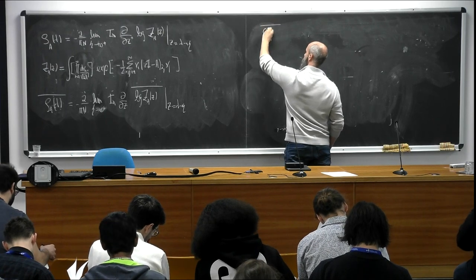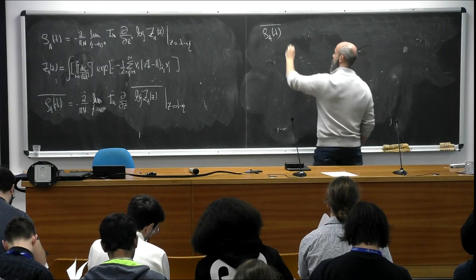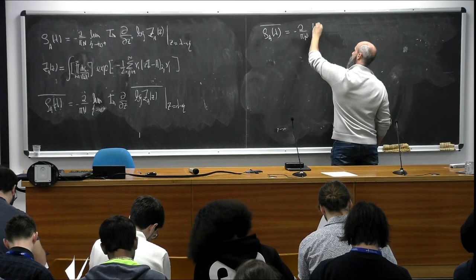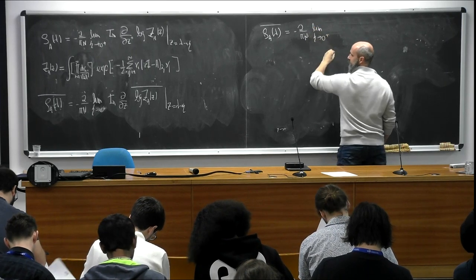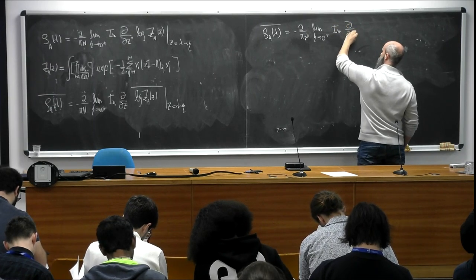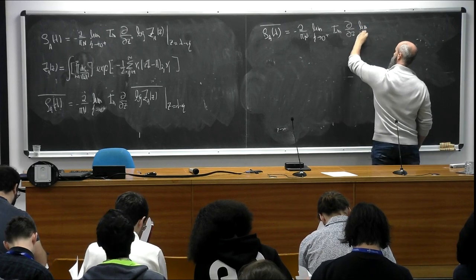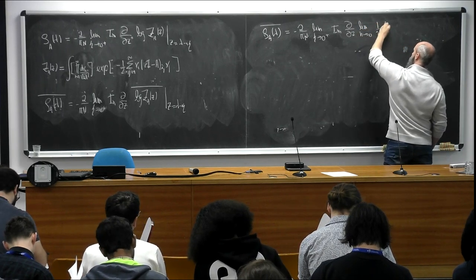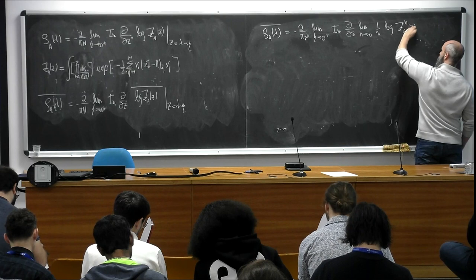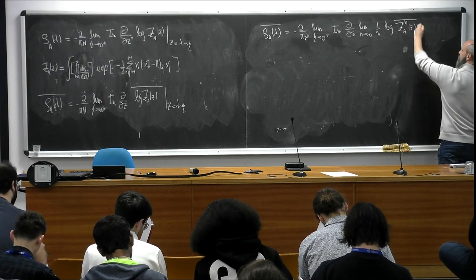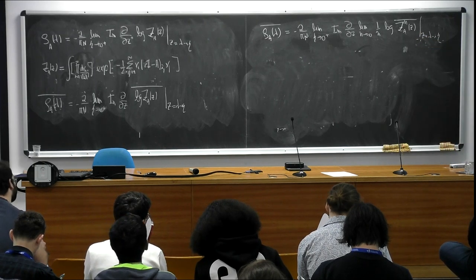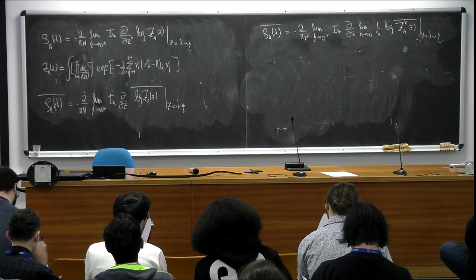Now the expectation value of the empirical spectral density is equal again to minus 2 divided by pi n, the limit eta going to 0 plus of taking the imaginary part of the derivative with respect to z of the limit when n goes to 0, 1 divided by n of the logarithm of the partition function to the power n, average over the disorder for z evaluated at lambda minus eta. Right? So far, so good?